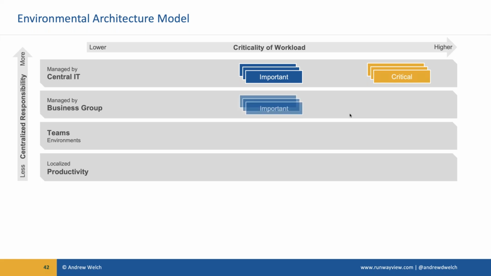Then you've got the tier that's managed by the business group, right? So you've got your important applications that might be managed by a business group, but then the business group might also have an environment for productivity applications. There's not usually ALM in this case. Usually these applications are built in place. Then we've got important and productivity environments at the team level.